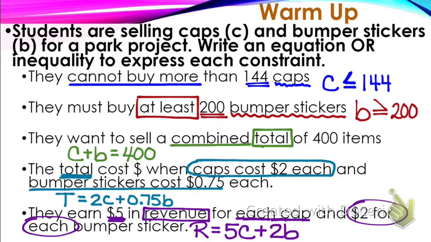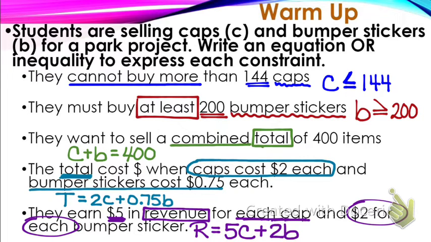They're adding $2 for each bumper sticker. And what else? $5 for each cap. What we're looking at here, guys, it's really important that you're understanding the language that's going on so you know whether we're adding or subtracting things.